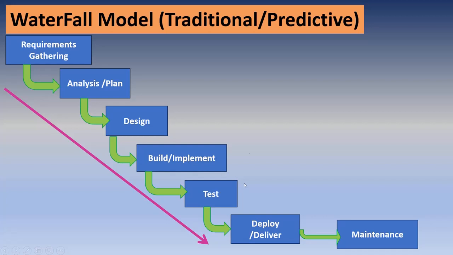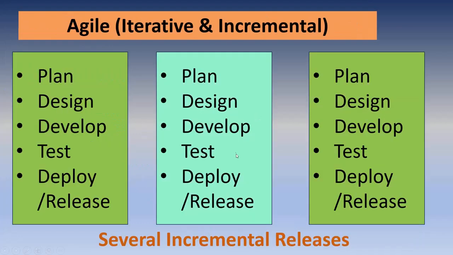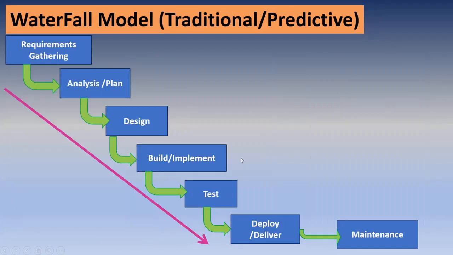So what will happen in this waterfall model, as we have already seen, is predictive. What does predictive mean? In the initial stage of the project itself, we will know the budget of this project, the duration of this project, and the scope of this project. Let's say, for example, this is a 1 year project.